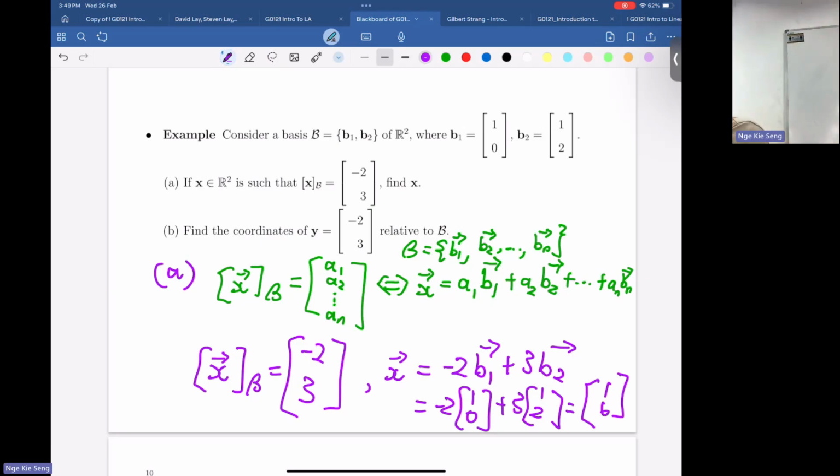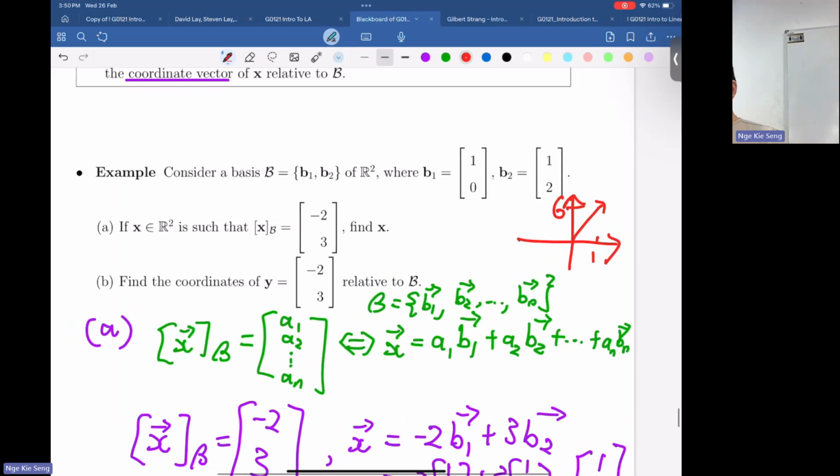So in other words, what's the real vector here? Can we draw it? In R2, where is 1, 6? 1 here, and then 6 here. Do you want to know the geometric meaning of this address? Can you imagine how to say it? Let's go a little bit deeper. 1, 6 here. Okay, this is 1, 6, right?